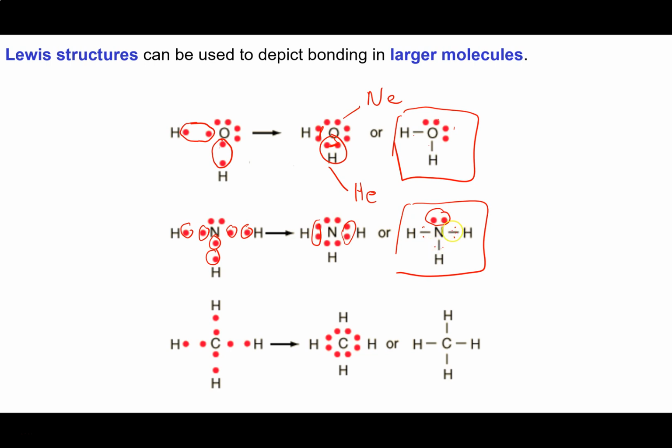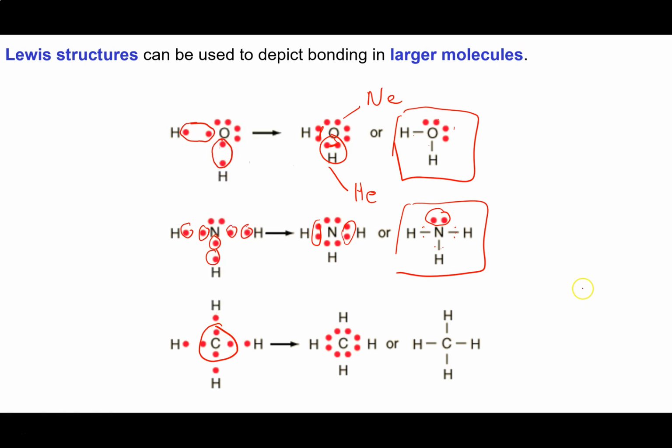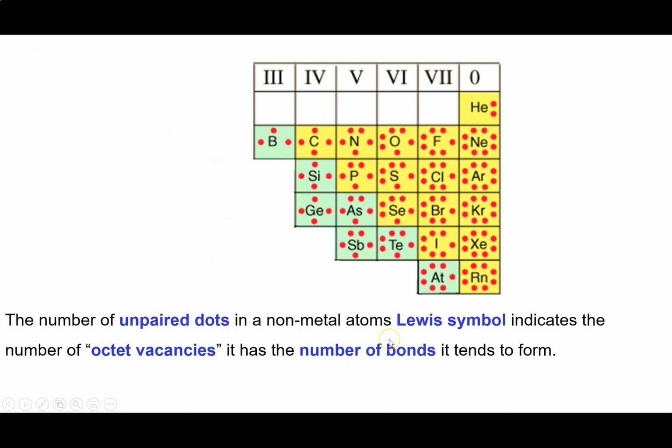Now when we go out to carbon, carbon's in group 4A. It has 4 unpaired dots around it, loves to form 4 bonds, and we can go through the same process. Carbon doesn't have any lone pairs on it in this compound here, which is called methane. So the number of unpaired dots in a non-metal atom's Lewis symbol indicates what we call the number of octet vacancies, and this is the number of bonds that it commonly forms.